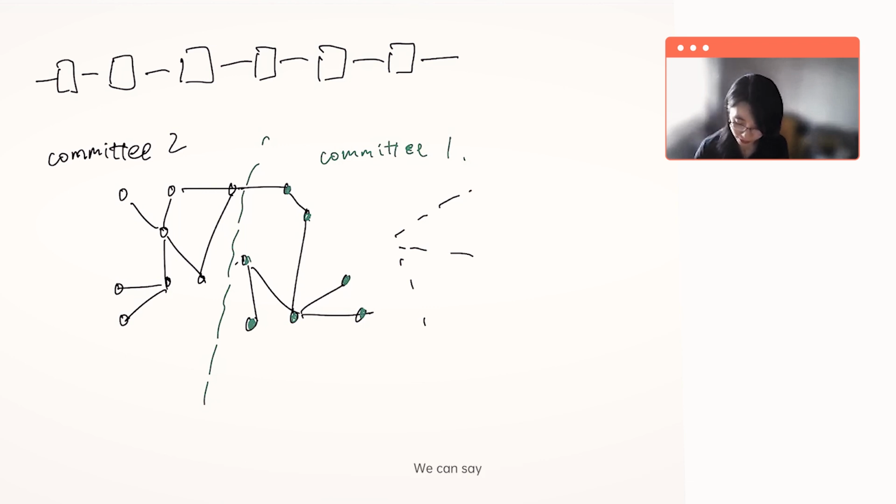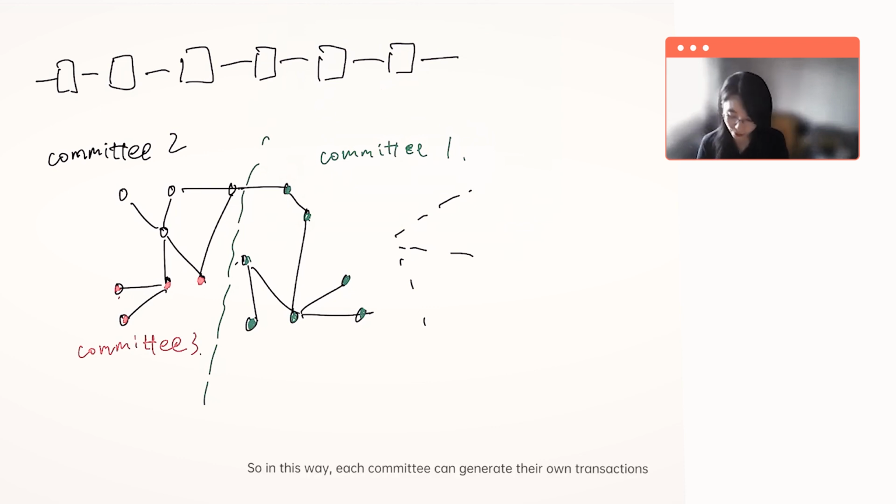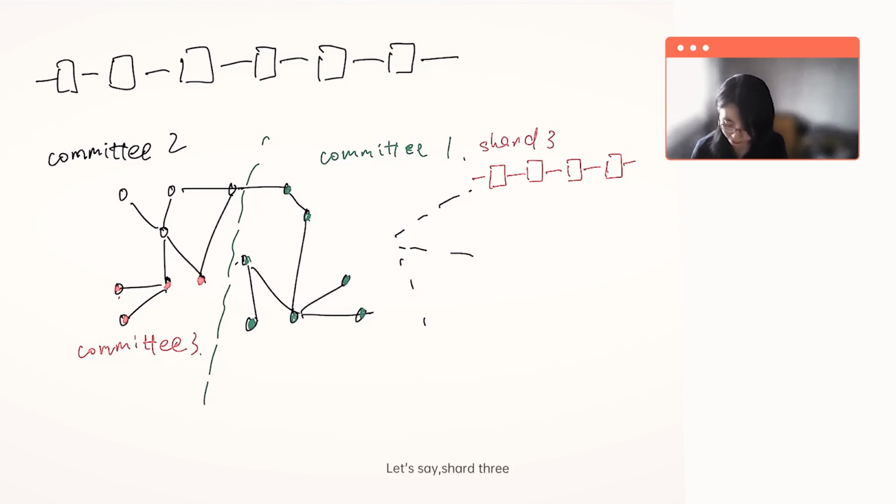And we can have other committees. Some other nodes, for example, can work for committee 3. So in this way, each committee can generate their own transactions and validate their own transactions. Then the different shards can be created. For example, the nodes marked in red can generate shard, let's say 3.